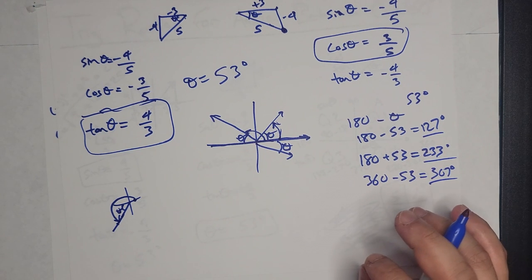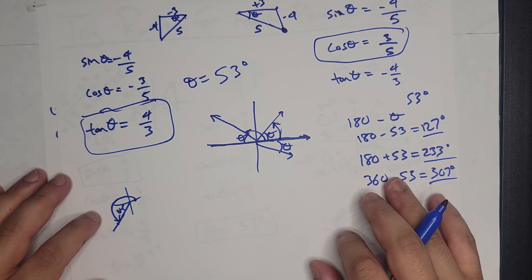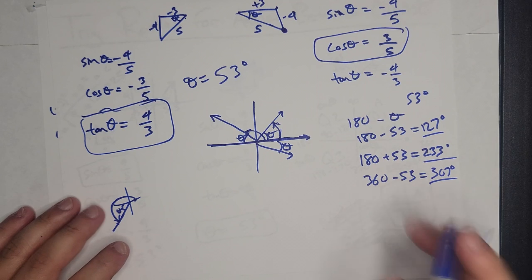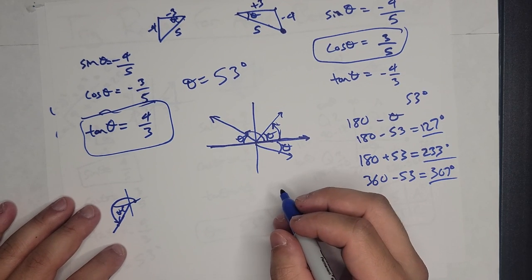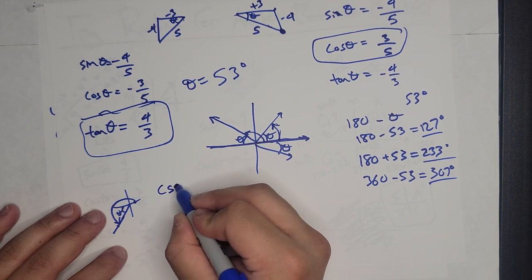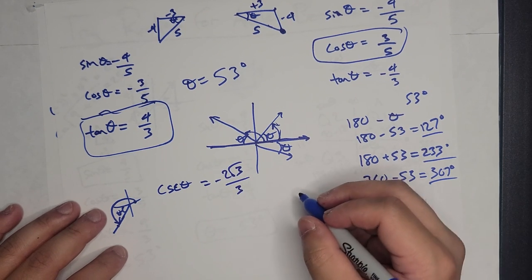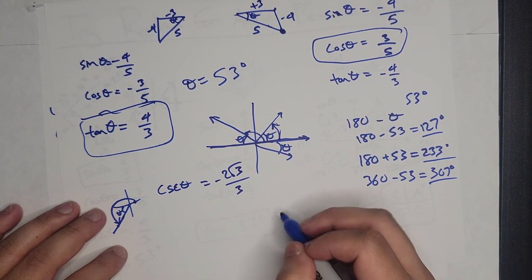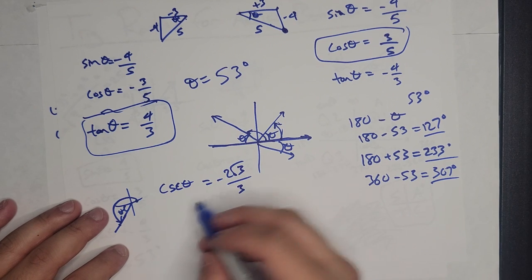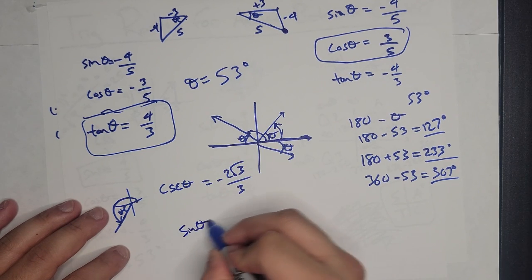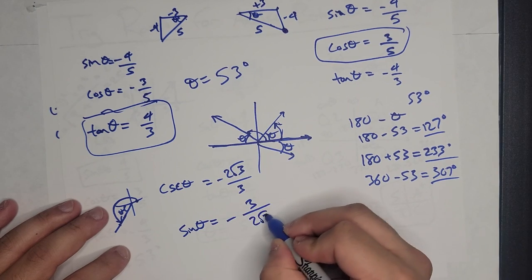That is how the CAST system works. And this is going to come in handy for us when we start using logic to come up with where the angle is. So if I was to tell you that, for example, csc theta is equal to negative 2 root 3 over 3, and I was asking you where is this? By logic, you can just do, this is 1 over sine, so just take the reciprocal of that. So sine theta is equal to negative 3 over 2 root 3.